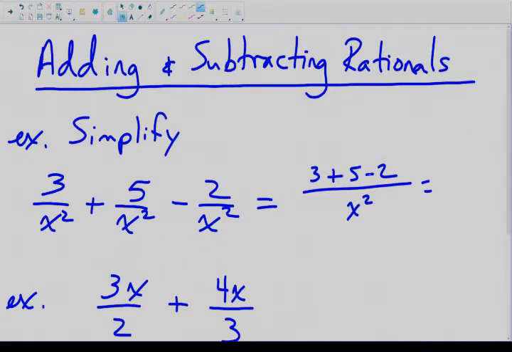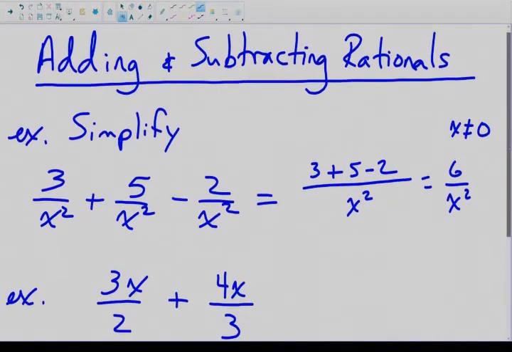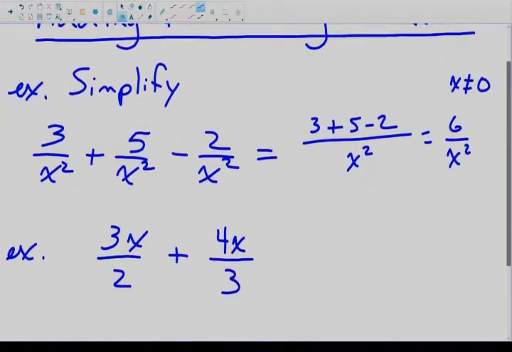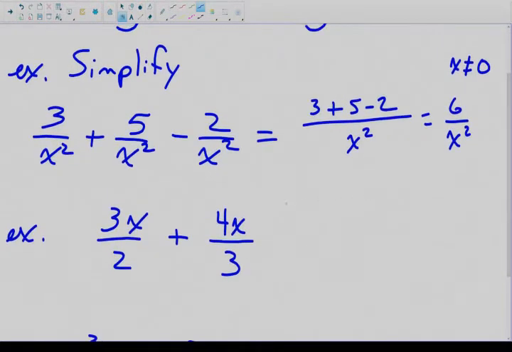3 plus 5 is 8. 8 minus 2 is 6. The answer is 6 over x squared. Our restriction, which I'm going to write up here, is x can't be equal to 0. Now, I'm going to drop restrictions for this lesson simply because I want to focus more on the aspect of adding and subtracting, if that's okay.